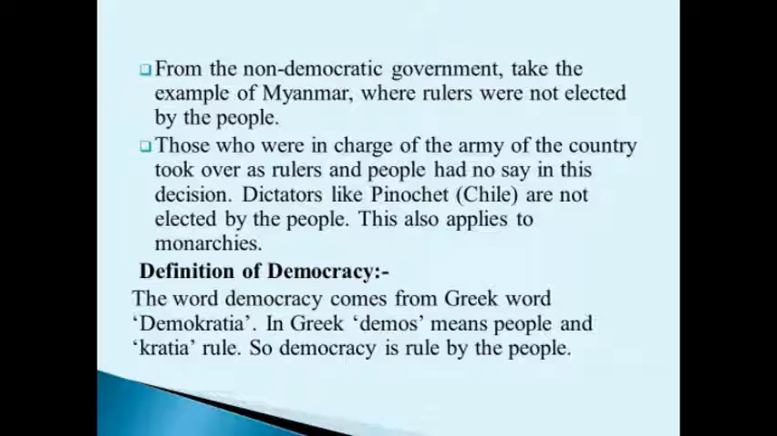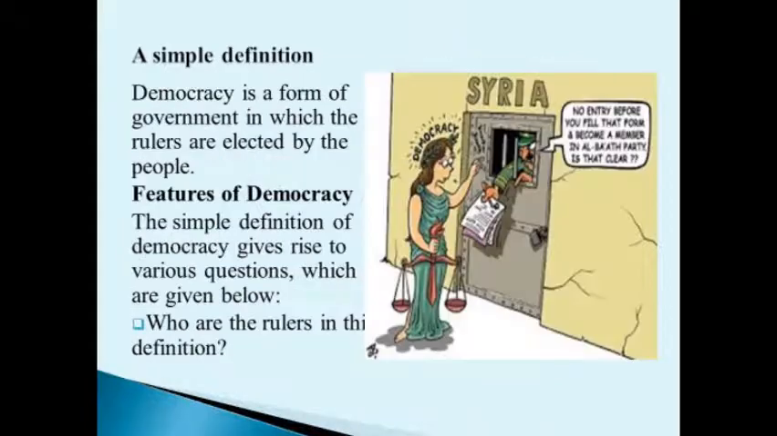Definition of democracy. The word democracy comes from the Greek word demokratia. In Greek, demos means people and kratia means rule. So democracy is rule by the people. A simple definition: democracy is a form of government in which the rulers are elected by the people.